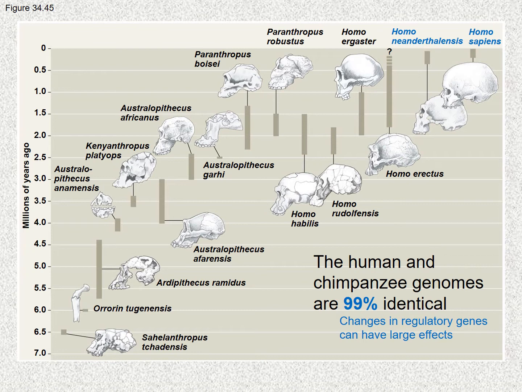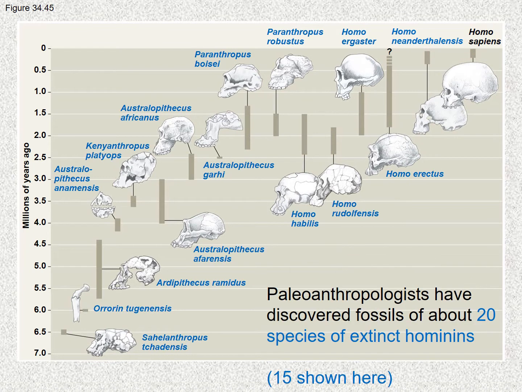So if we take a look here, we've got Homo sapiens and Homo neanderthalensis. So these two lived at the same time, and so did Homo erectus, it appears. So some of these lived at the same time, and there's actually evidence that they did mate with one another.